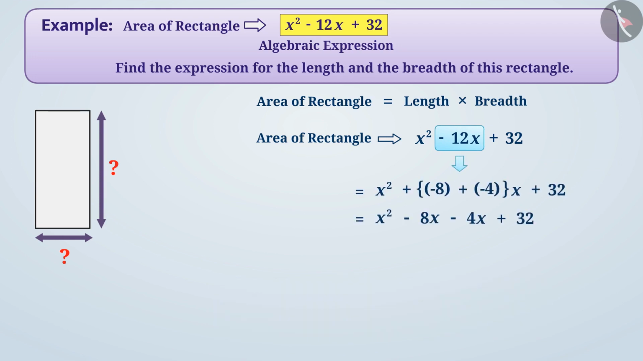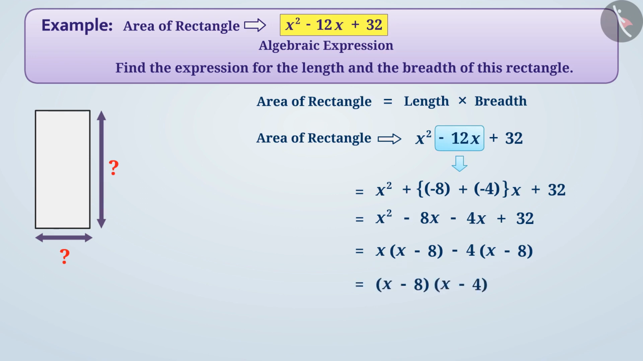Now, we will take x common from these two terms and minus 4 common from these two terms. Now, we will take x minus 8 in common from both these terms so that we get the factorization of given expression as x minus 8 into bracket x minus 4.